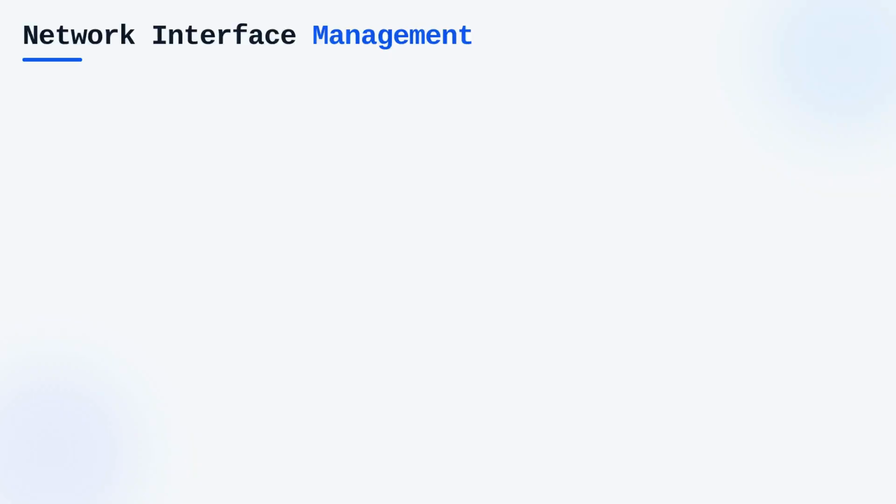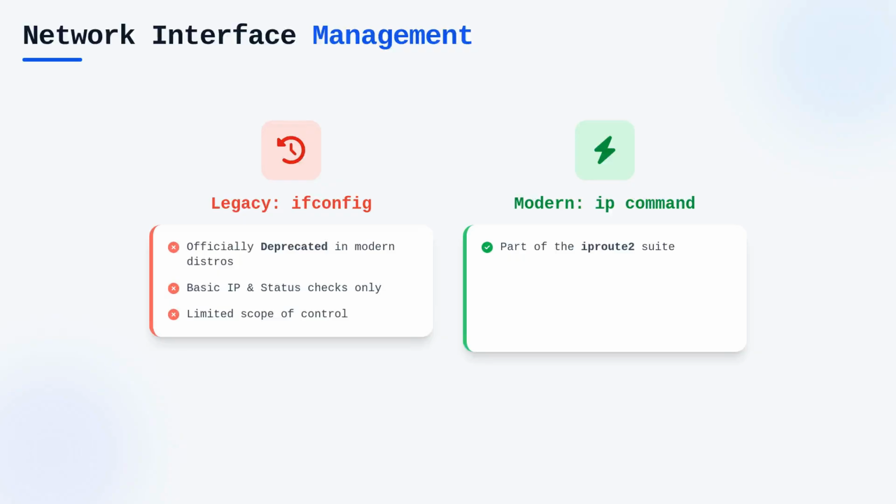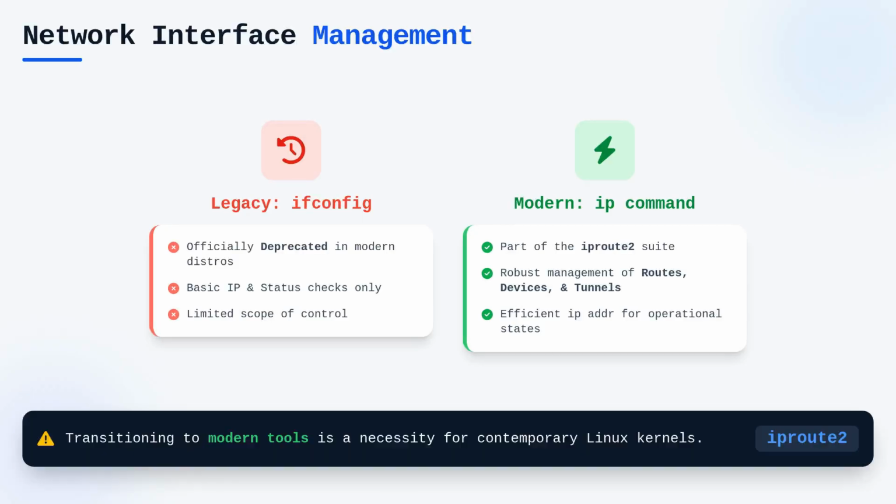Managing network interfaces requires a clear understanding of the tools available, specifically comparing the legacy ifconfig with the modern ip command. While ifconfig has served for decades as the standard for checking IP configuration and interface status, it is officially deprecated in most modern distributions. The ip command from the iproute2 suite provides a much more robust framework for managing routes, devices, and tunnels. Using ip addr allows you to view detailed information about current IP addresses and interface operational states with much greater efficiency and clarity. Transitioning to these modern tools is not just a matter of preference, but a necessity for working on contemporary Linux kernels.